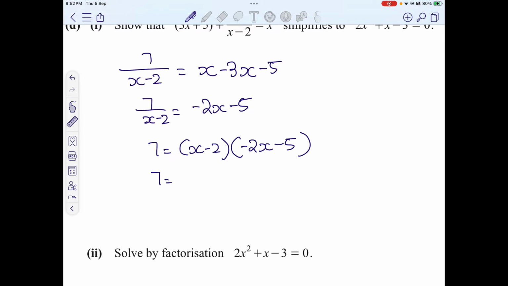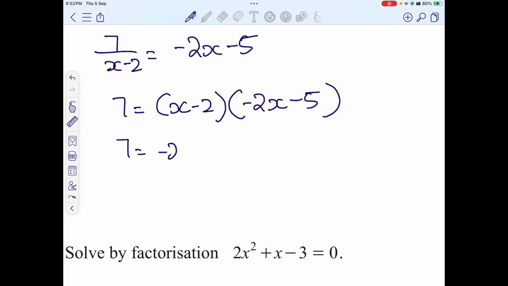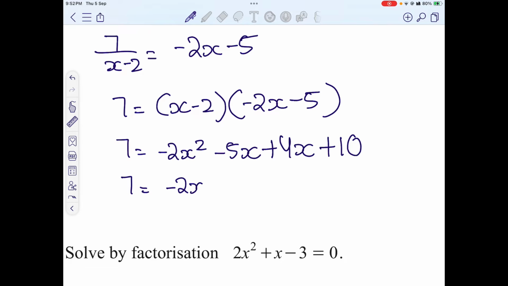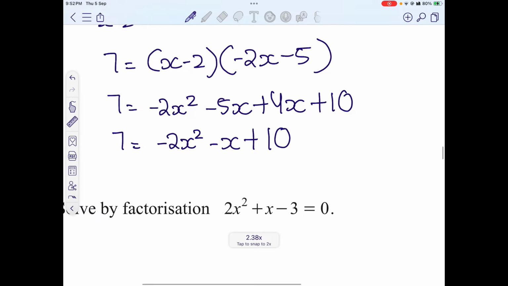Alright, so 7 is equal to, when you expand this, negative 2x squared, negative 5x plus 4x plus 10. So 7 is equal to negative 2x squared, negative 5 plus 4 is negative 1x, so that's negative x plus 10. And if I bring 7 to the other side, that would be negative 2x squared, negative x, 10 minus 7 is basically positive 3.